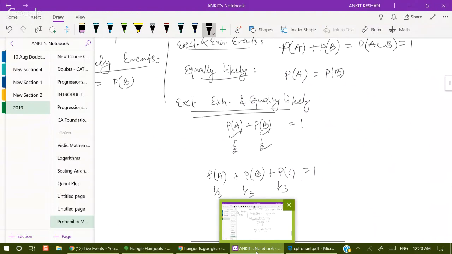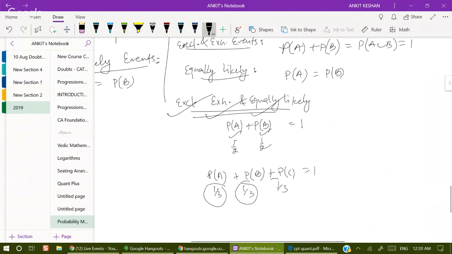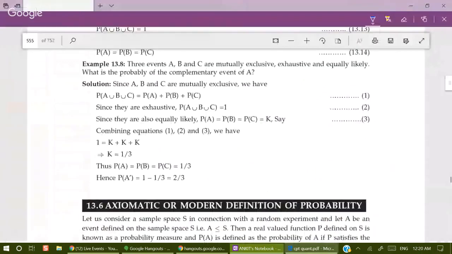You'll get to know that later. Let me continue the video. So if there are three events, exclusive, exhaustive, and equally likely, that means all three have the probability equal to 1 by 3. Okay, so three events A, B, C are mutually exclusive, exhaustive, and equally likely. What is the probability of the complementary event of A?